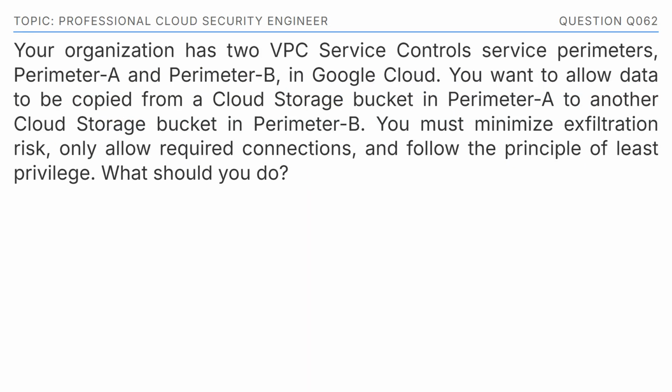Your organization has two VPC Service Controls service perimeters, Perimeter A and Perimeter B, in Google Cloud. You want to allow data to be copied from a cloud storage bucket in Perimeter A to another cloud storage bucket in Perimeter B. You must minimize exfiltration risk, only allow required connections, and follow the principle of least privilege. What should you do?